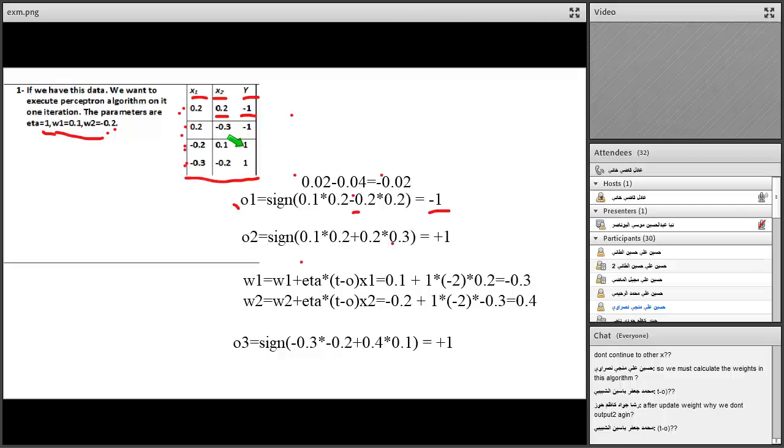Okay, Mr. Muhammad Jafar, T minus O. T is the target output, that is the output that we have in this table here. And O is the prediction output. It is the output that we have in the algorithm. Okay, this O1, this is the prediction output. Okay, no problem.